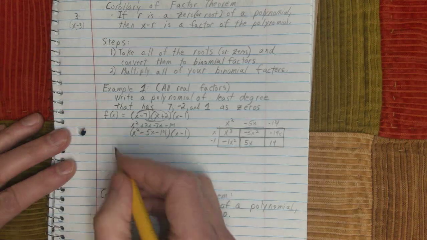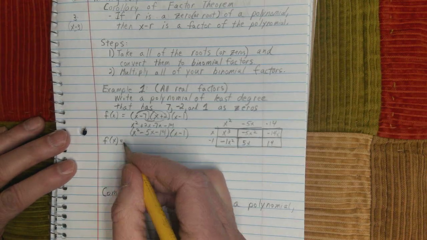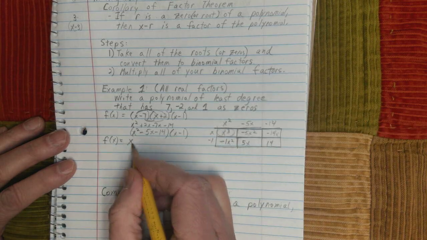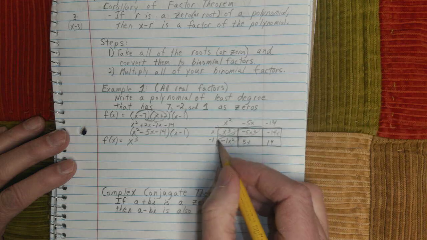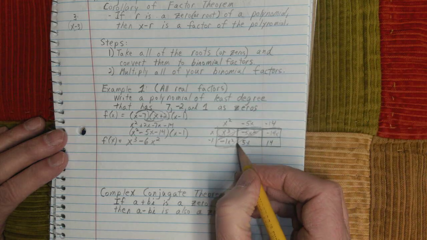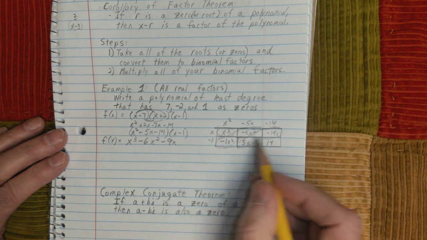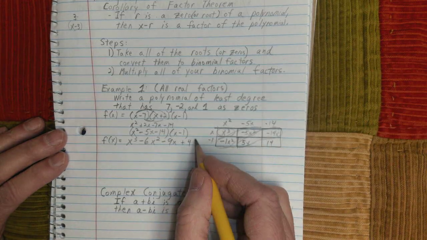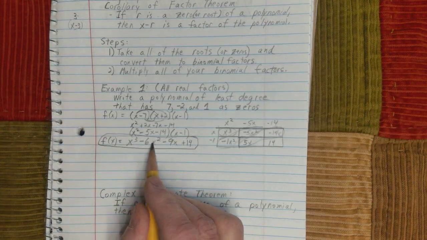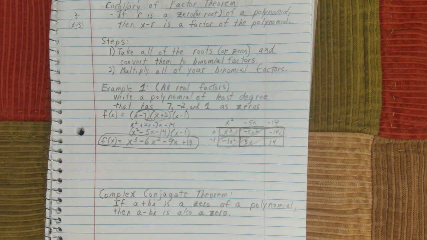Alright, now my final answer. F of x equals x cubed. Combine these like terms. -1x squared and -5x squared is -6x squared. 5x and -14x is -9x when you add those. And then you have your constant plus 14. Okay, so this is a polynomial. If we put it into Desmos, it would hit the x-axis at 7, -2, and 1.